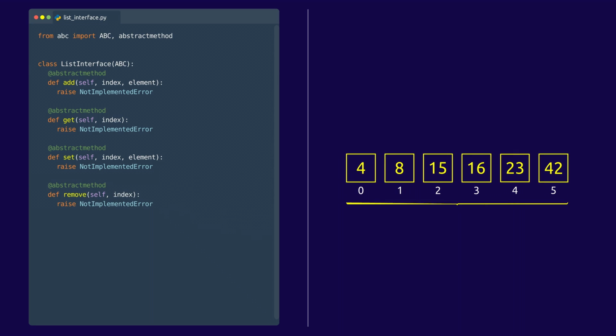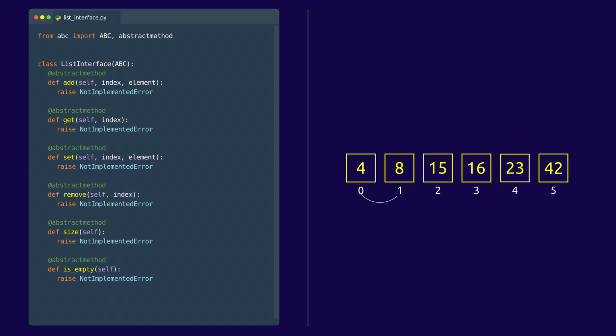Then we want some additional methods, like size to retrieve the current number of items in the array, isEmpty to check whether the array is empty or not, and iterator to create a new iterator object from the current array. Now let's jump into the implementation of the methods defined in the interface.